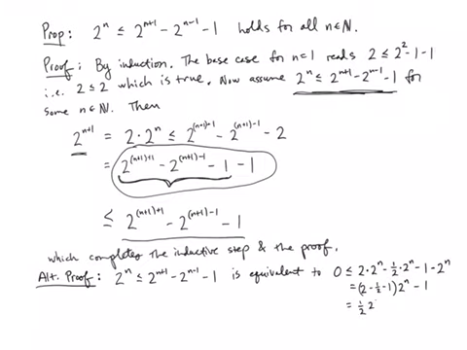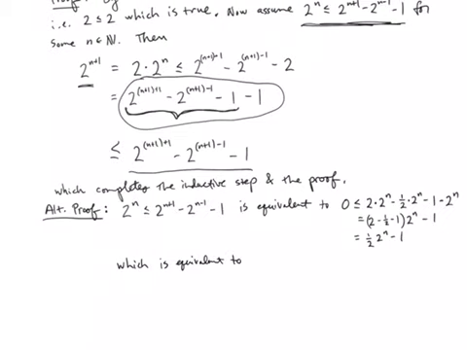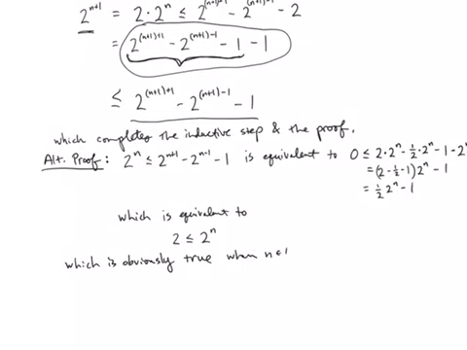And that is equivalent to just rearranging that inequality. You add the 1 to both sides and then multiply both sides by 2, and you find that that's equivalent to 2 is less than or equal to 2 to the n. And this is clearly true when n is a natural number.